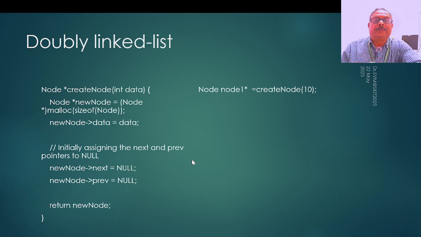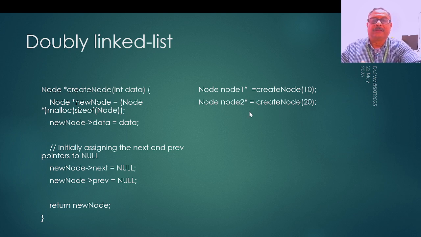Now we want to use this for creating a doubly linked list. We create node 1 using the function create node, and we supply data of 10. Then we create another node with data of 20. Then we create one more node with data of 30.